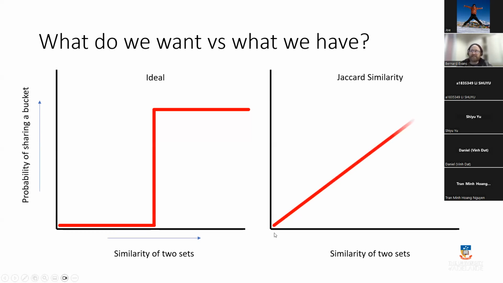Unfortunately, with Jaccard similarity, if we just did this normally, it just gives us a straight line. The probability of the similarity and the probability that they're in the same bucket are exactly the same, like we discussed earlier.